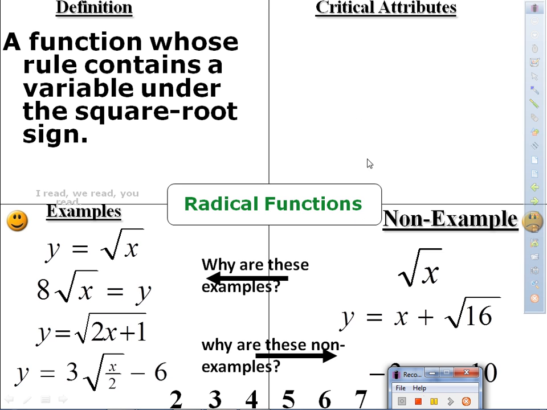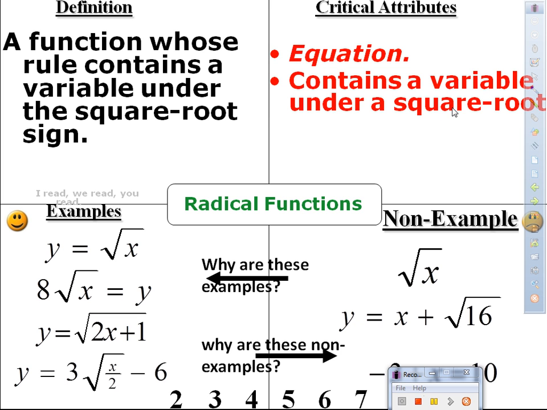So the most important thing to remember: this one, you said, didn't have an equal sign, so it has to be an equation. And it also needs to contain a variable under a square root. It has to be an equation, and it has to contain a variable under a square root. Steps, write these down, please. Once again, the critical attributes are that it has to be an equation and contain a variable under the square root. Copy these steps.